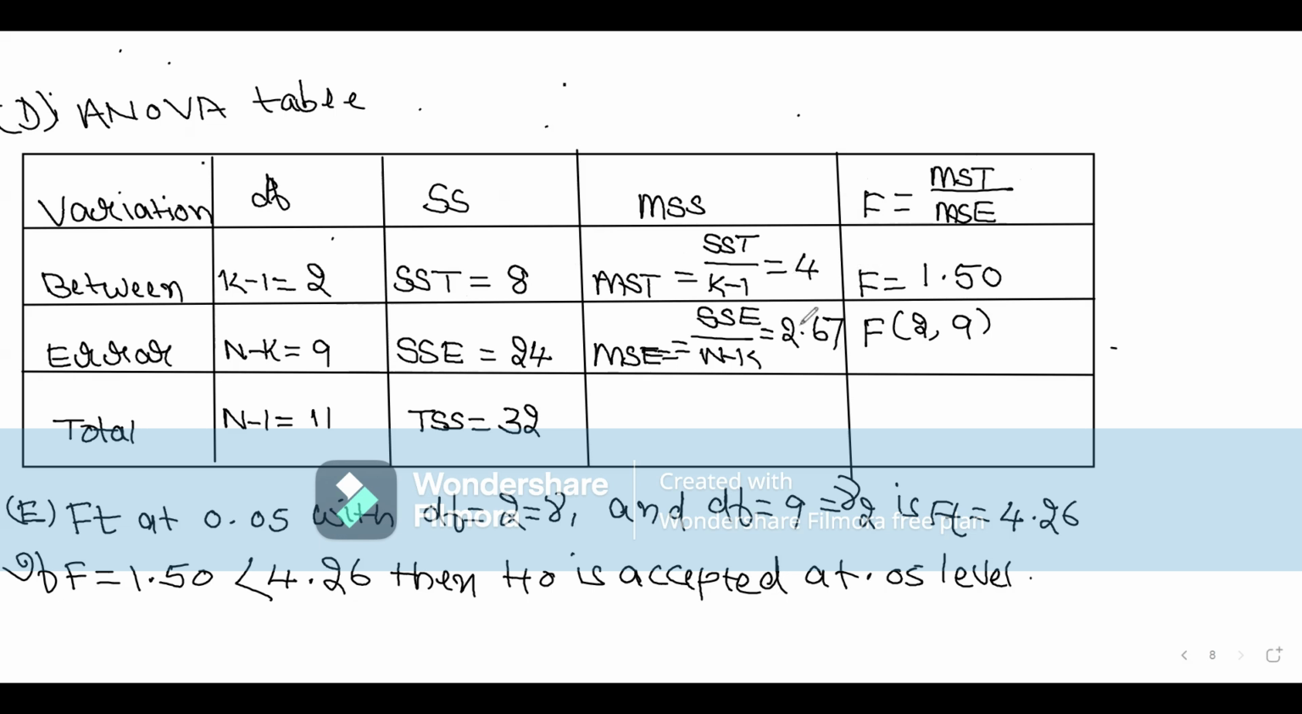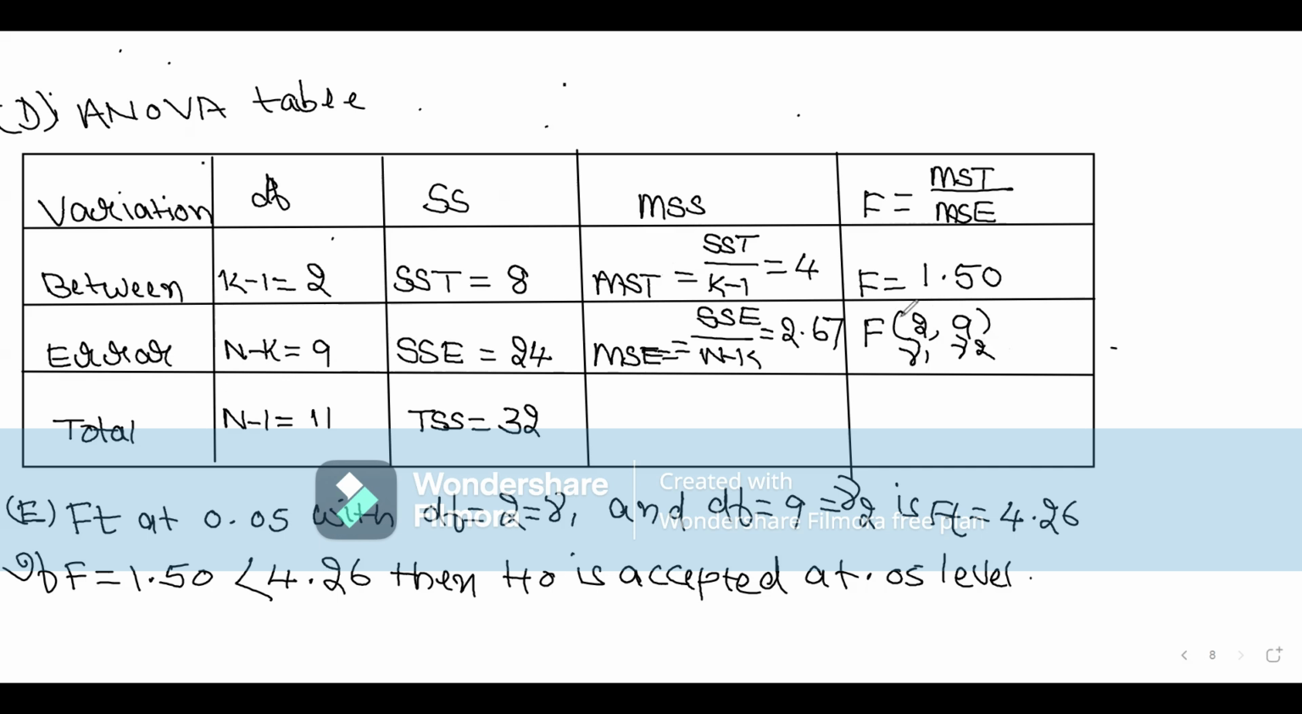Then K groups. Look here, A, B, C, 3 groups. Groups are 3. Then the hypothesis you can write. I have taken MST in the numerator, and its degrees of freedom is 2. And MSE in the denominator, its degrees of freedom is 9. And this is in the table calculation, where it becomes mu1 and mu2.